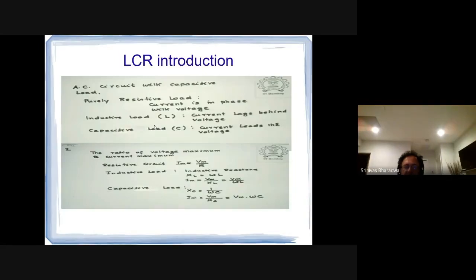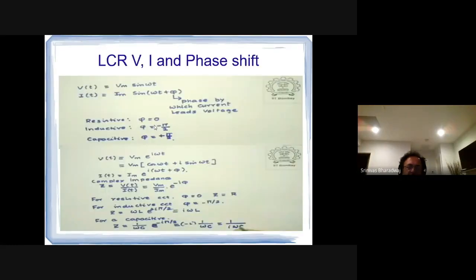We then say that the circuit is said to be in resonance. Okay, but right now let's not go there. So now the resistor has no phase, the inductor has a phase of minus pi by 2, and the capacitor has a phase of plus pi by 2.